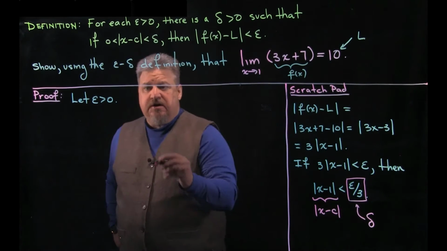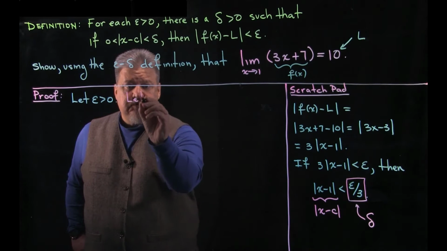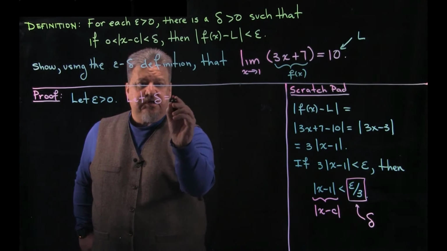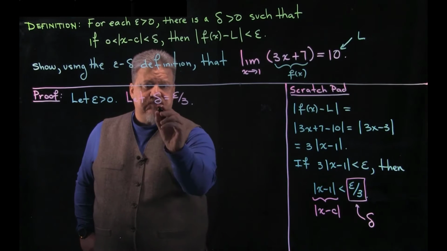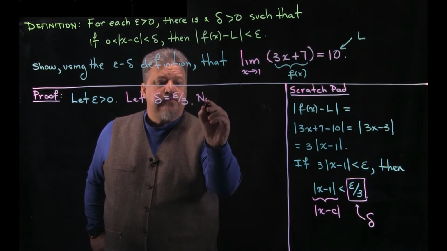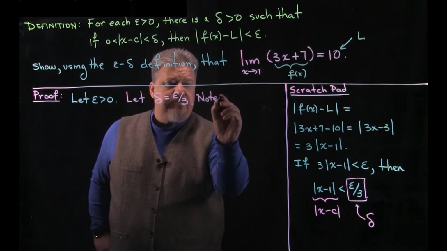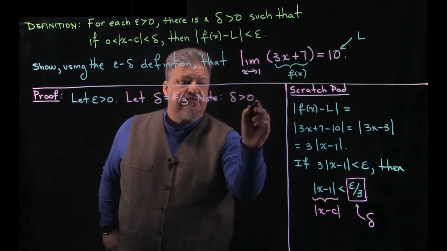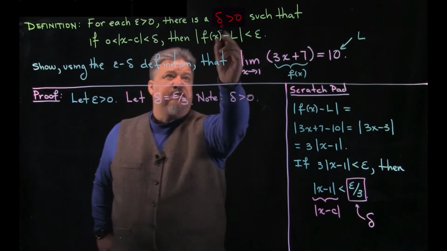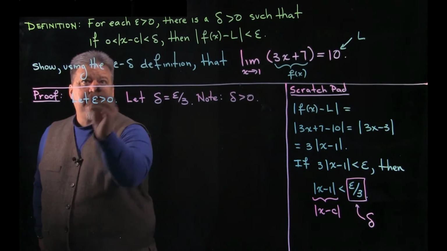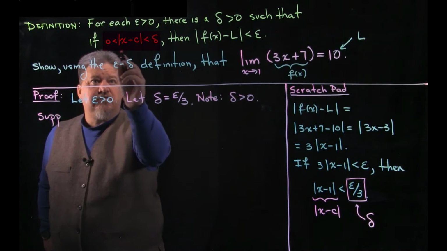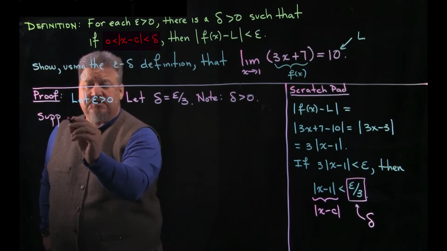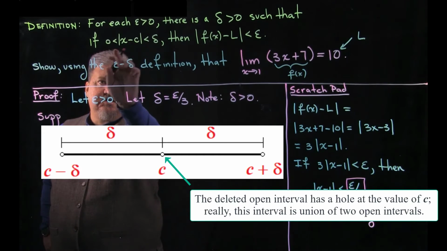So let's move over here, and based on our scratch work, let's let delta equal epsilon over 3. Now obviously, since epsilon is positive, and 3 is positive, positive divided by positive, delta is in fact positive, as needed in the definition. So now we need to consider this inequality. Suppose x is no further than delta units away from c, and of course suppose x is not equal to c. This is what we call the deleted interval.